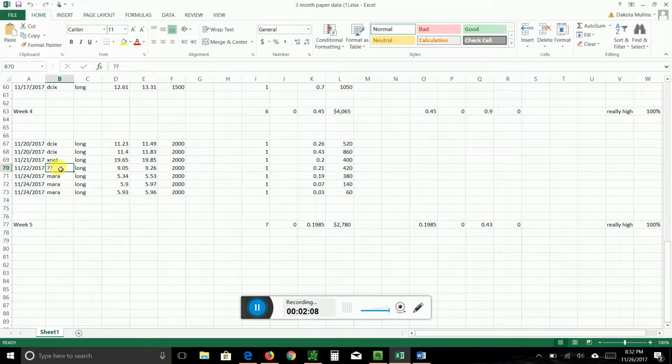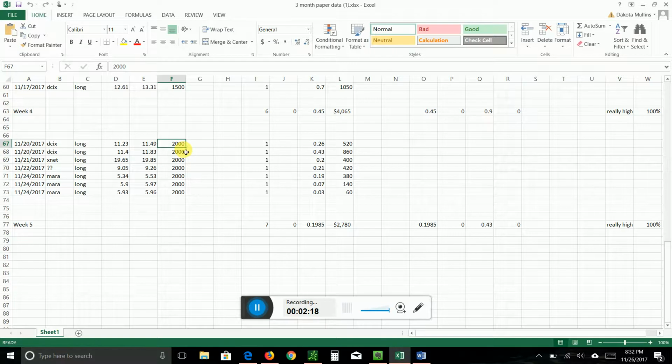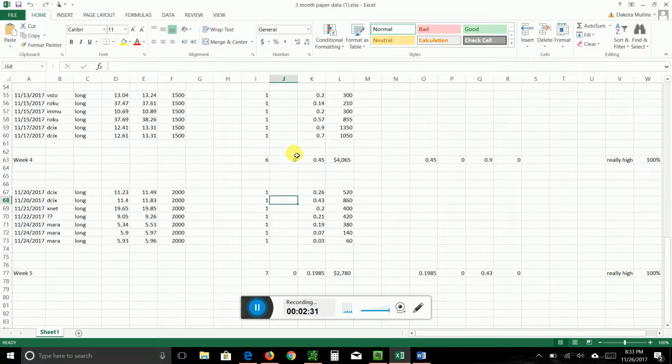So I was trading with 2,000 shares, and took, like I said earlier, 7 trades. I won on all 7 of these, so I didn't have any losers again this week.